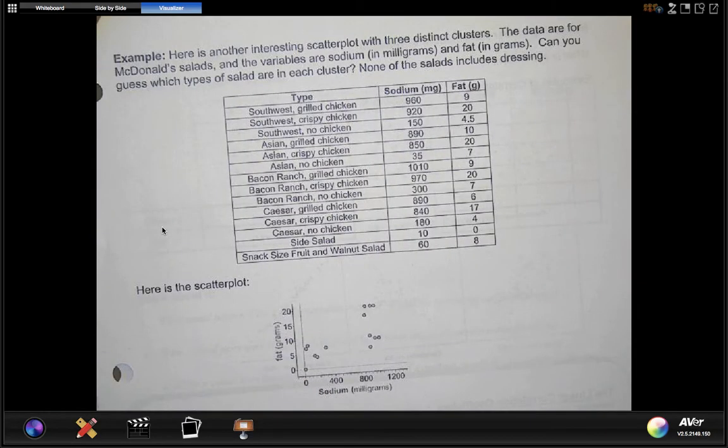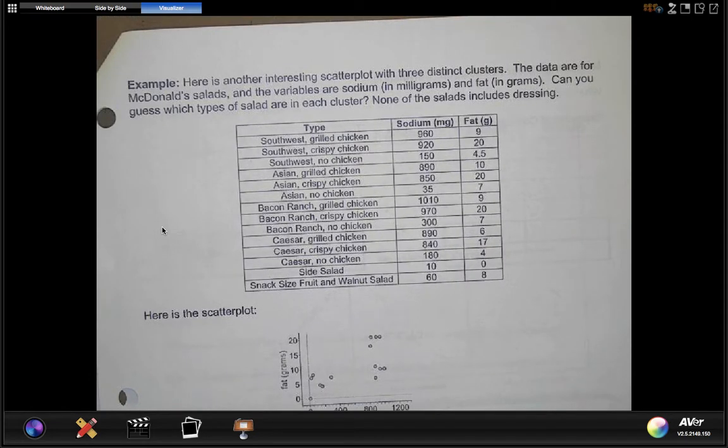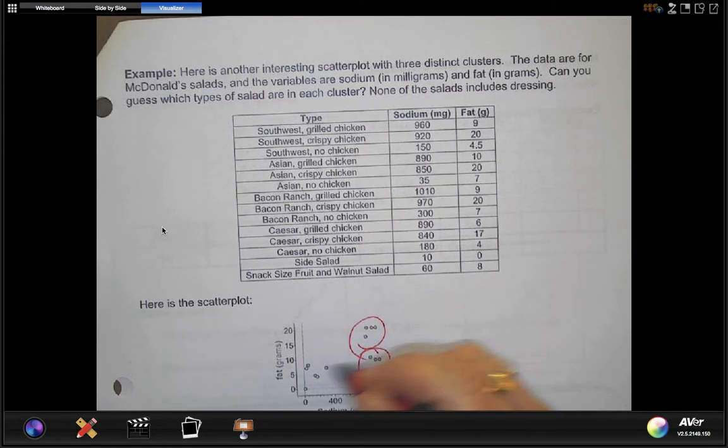All right, if you look at this example right here, you can see just another example of a scatter plot that has 3 distinct clusters. The table gives you McDonald's salads. The variables are sodium and fat. And it says, can you guess which kinds of salads are in each cluster? So you can see that you have a cluster here, a cluster here, and a cluster here.